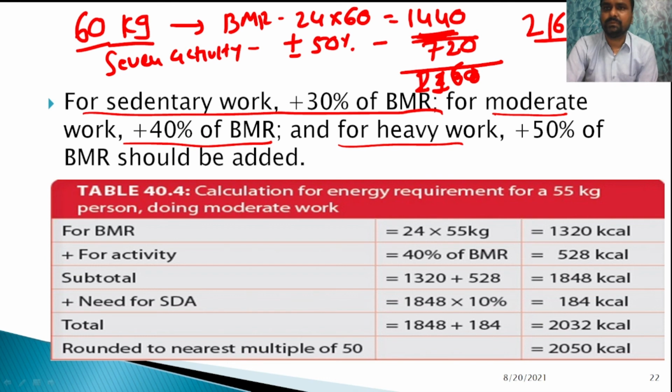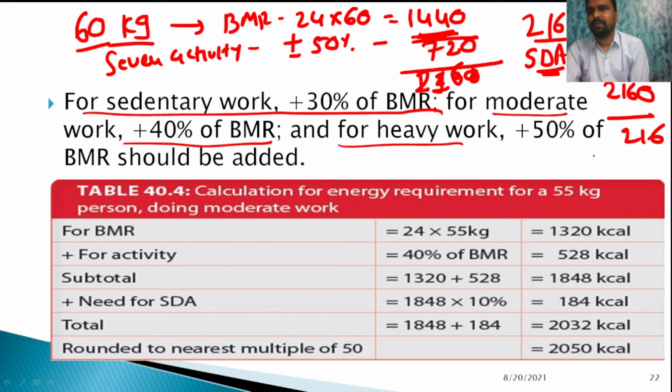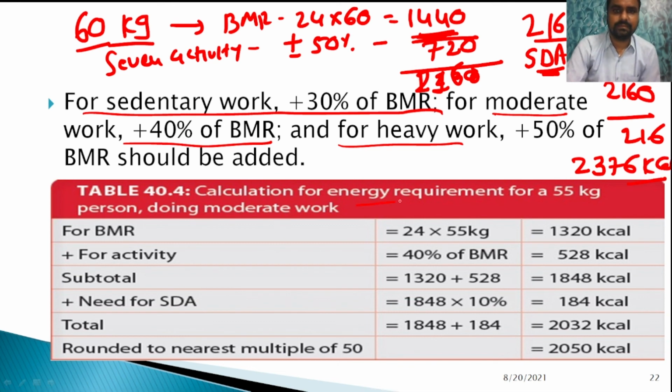And for the person who is taking a mixed diet, we have to calculate the SDA also. For the mixed diet we get 10%, so 10% additional energy is required. So 2160 plus 216, that will be around 2376 kilocalorie requirement.